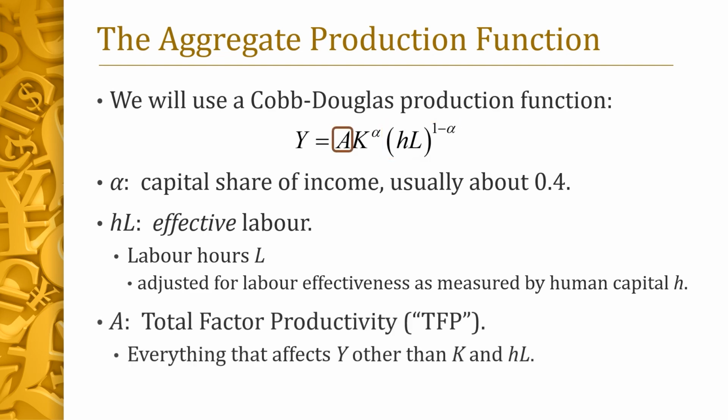The final term on the right-hand side, denoted by the letter A, is total factor productivity, or TFP. It captures everything that affects output Y other than physical capital K and effective labor HL.